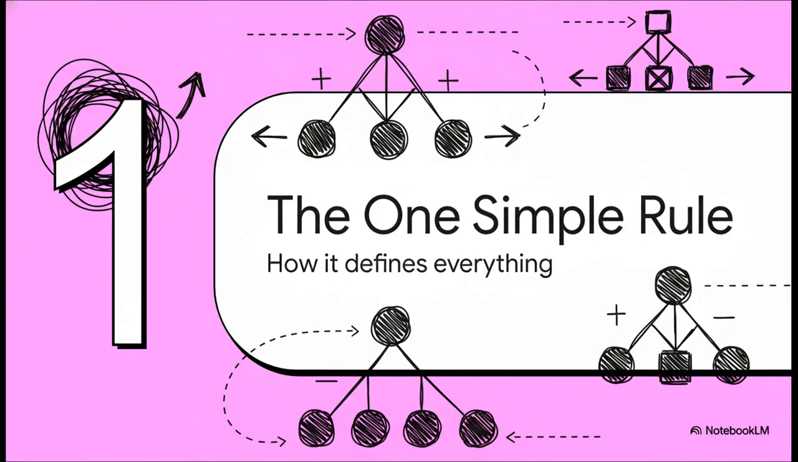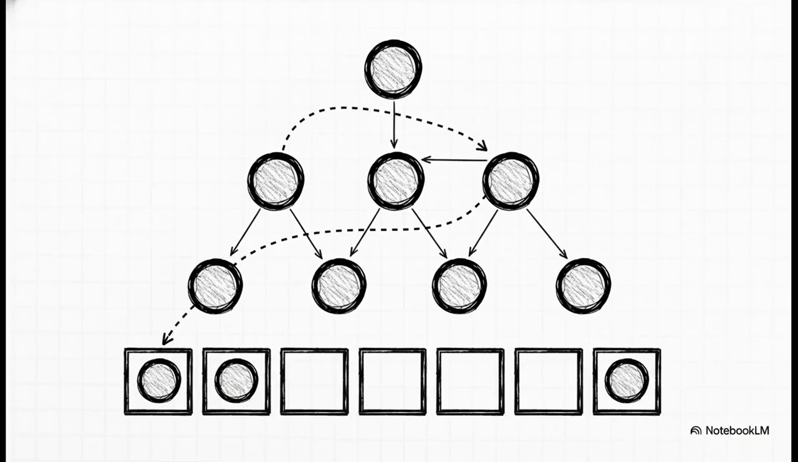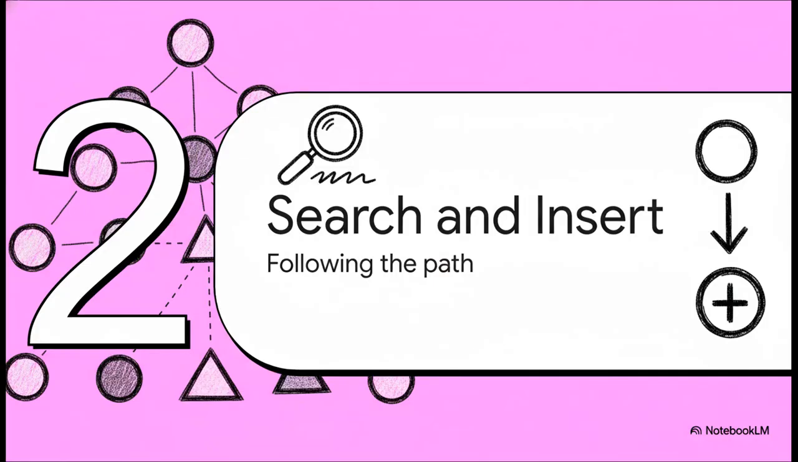All right, first up, let's talk about that one simple rule and how it really does define everything about this structure. So check this out. Here's something really cool that just falls out of that rule. If you walk through the tree in a specific way, visiting the left child, then the node itself, then the right child, and you just keep doing that, you will read out every single item in perfect sorted order. It's not some extra process you have to run. It's just baked right into the structure itself. How cool is that?